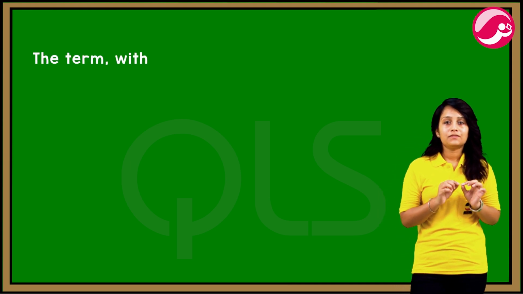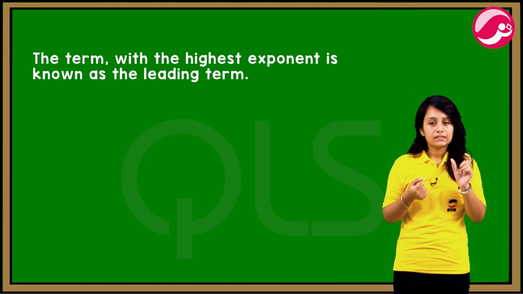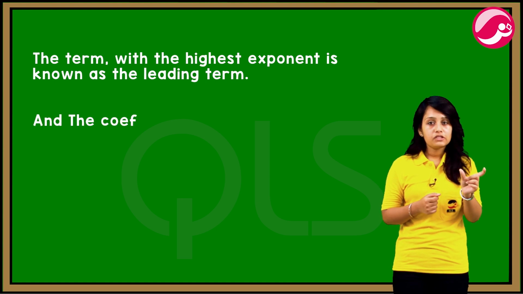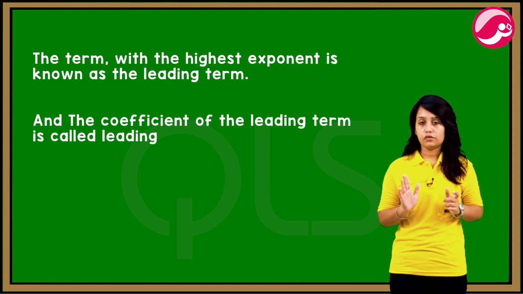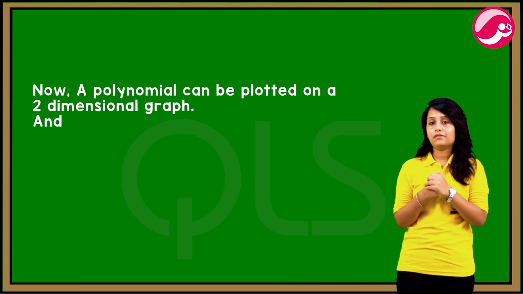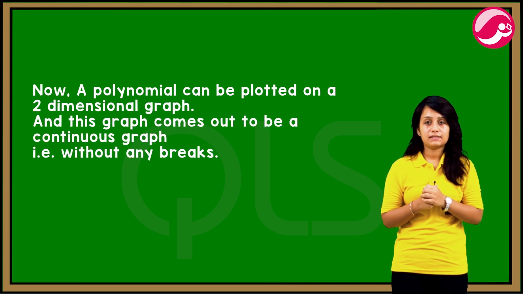Now the term with the highest exponent is known as the leading term. I repeat, the term with the highest exponent is known as the leading term, and the coefficient of the leading term is called the leading coefficient. Now, a polynomial can be plotted on a two-dimensional graph, and this graph comes out to be a continuous graph, that is, without any breaks.